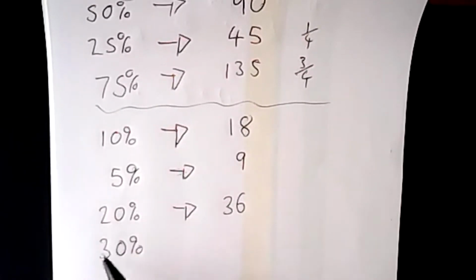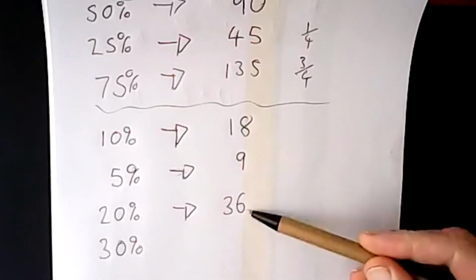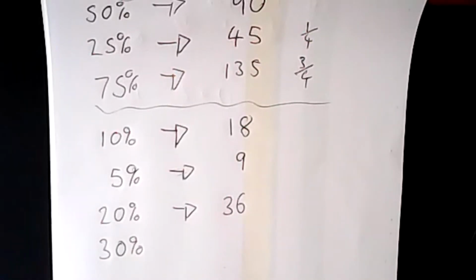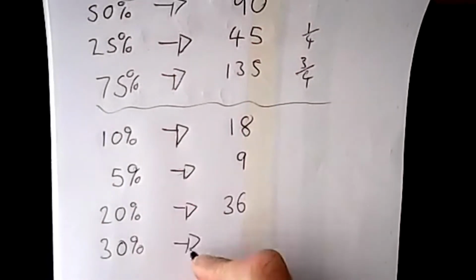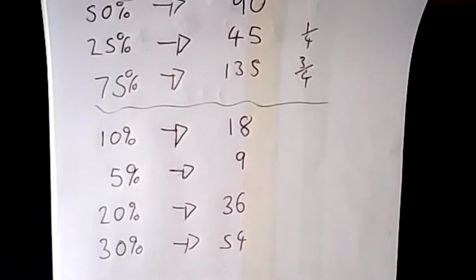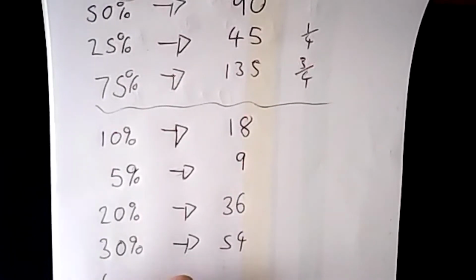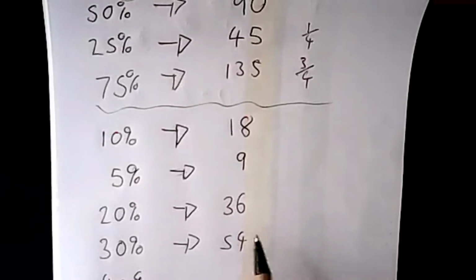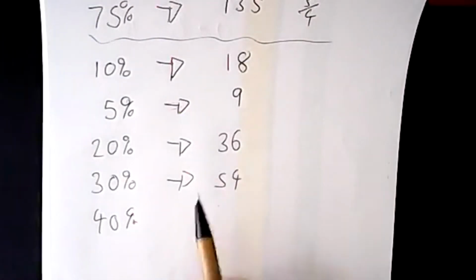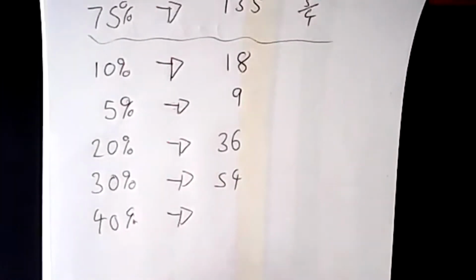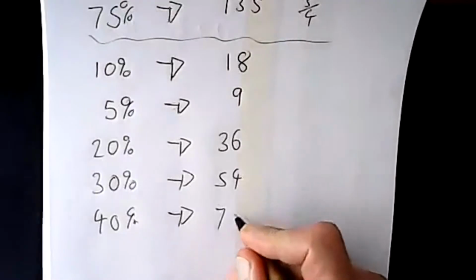30%. So we can take the 20 and the 10. That's 54. Loads of thumbs up now. 54. 40%. This is an easy one. So we go back to the 20 and double it. So 36 add 36 is 72. So that's a 72.